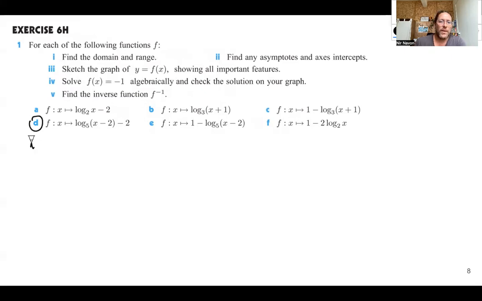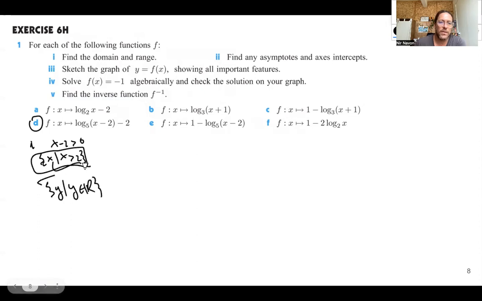So for the domain and range, that would be x minus 2 has to be greater than 0. So x is greater than 2. That's the domain, and we'll write it appropriately with the curly brackets. And y, this can be any real number. Okay, we saw that before. The y will always be any real number.